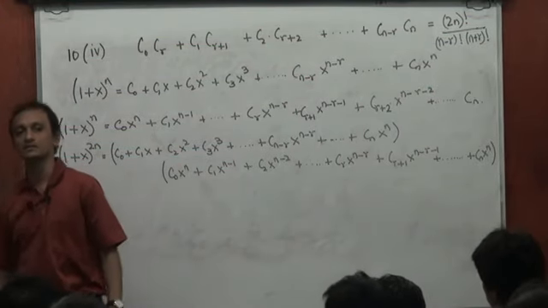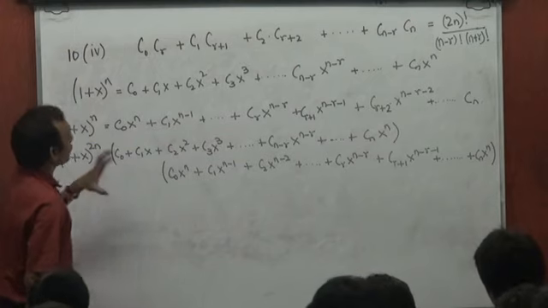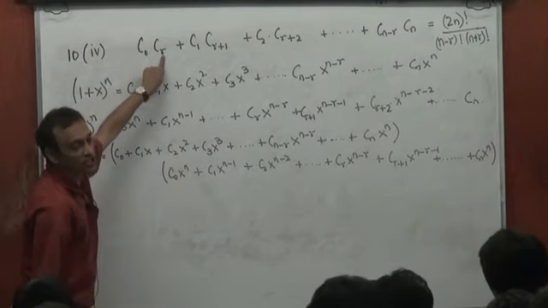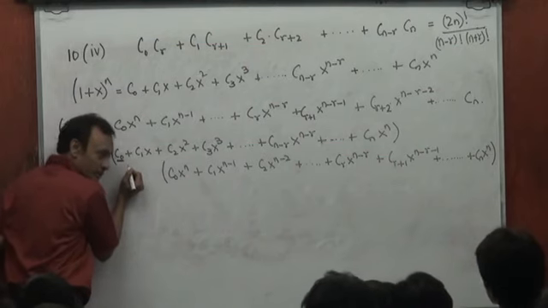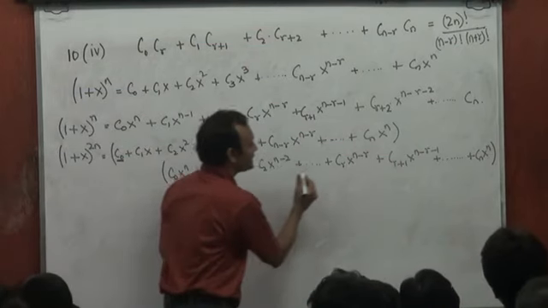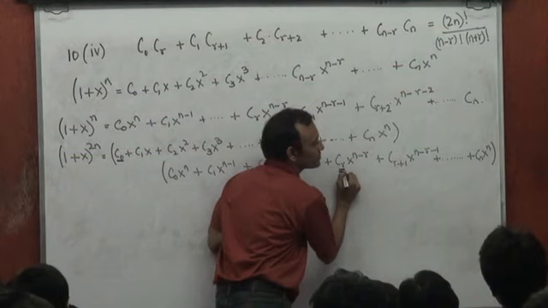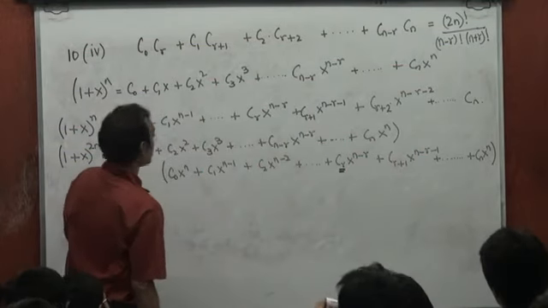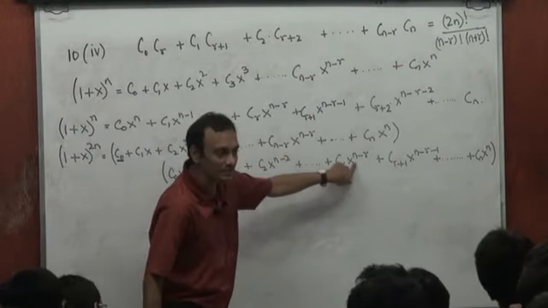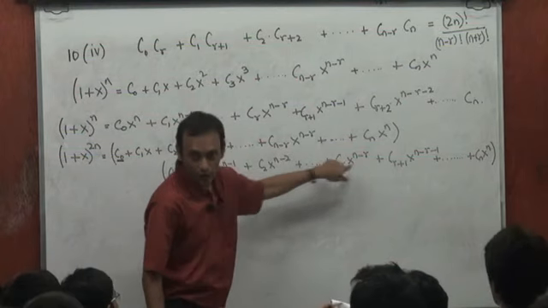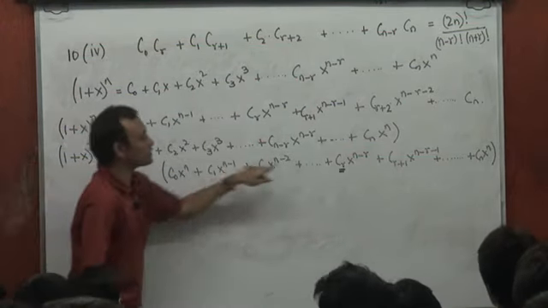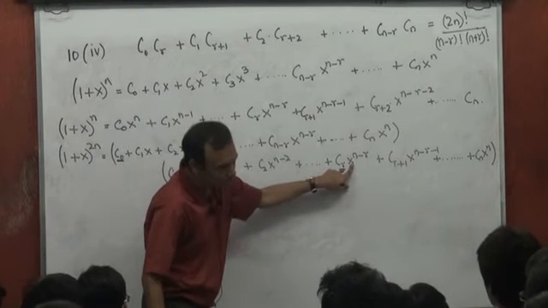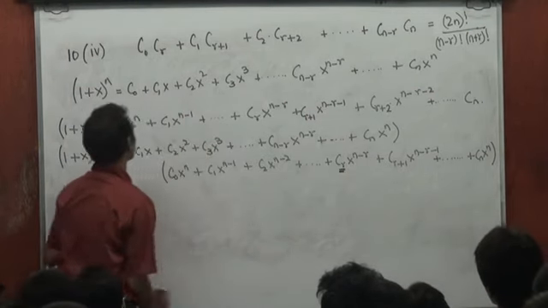Now, having said this, look at what is being sought here: C0 Cr. Look at this. The C0 comes from here and Cr comes from here. C0 Cr x^n. I hope all of you understand how, at both, right? C0 Cr x^(n-r) would be a term, right?